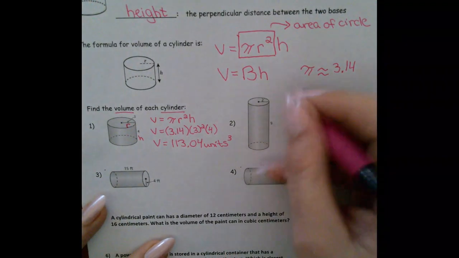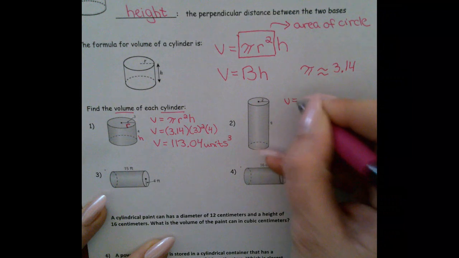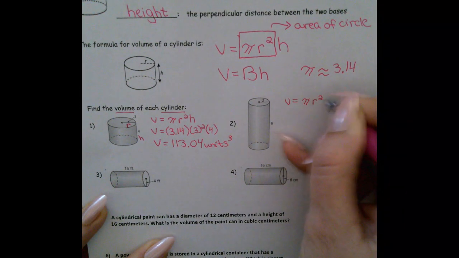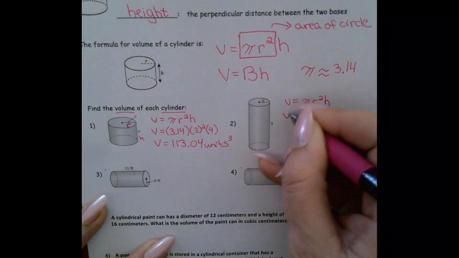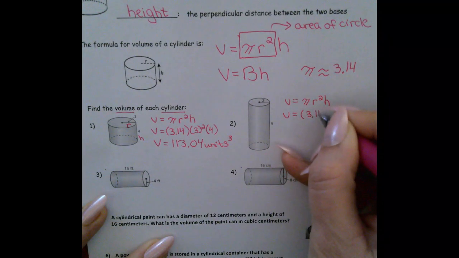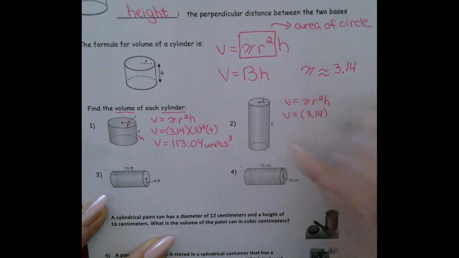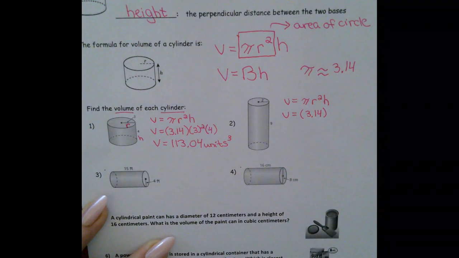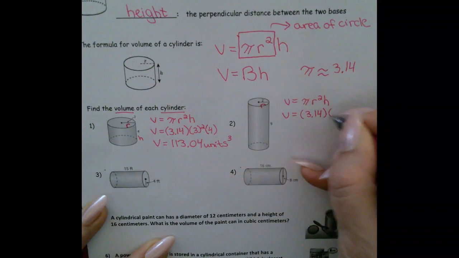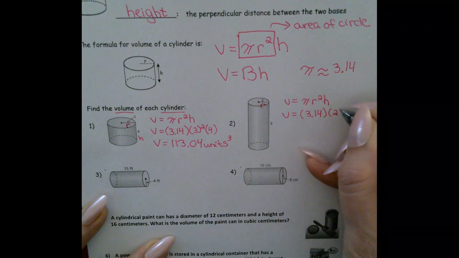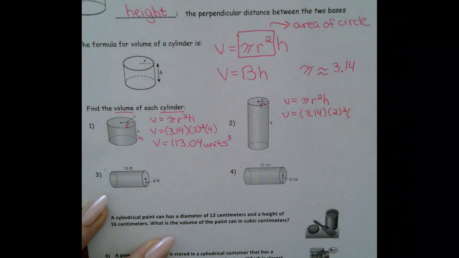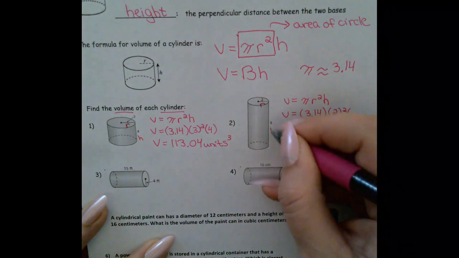Second one, same thing. We're going to start by writing the formula. So volume is equal to pi r squared h. We know that we are substituting in 3.14 for pi. What is the radius of this cylinder? 2. So that's my radius. I'm going to substitute it in here. That gets squared. And then what's my height? Good. So here's my height.